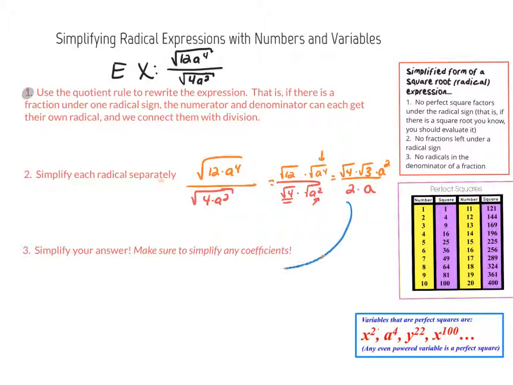A few more steps of simplification. I'm going to start my work down here now. The square root of 4, well, that's just the number 2. I'm going to put a squared in front of the square root of 3. And then on the bottom, I have 2 times a.